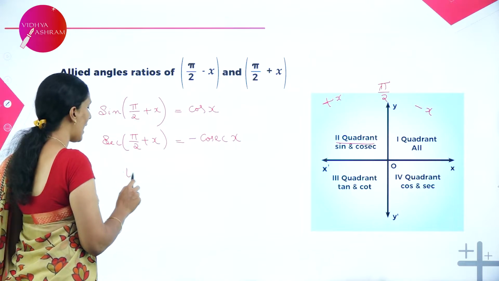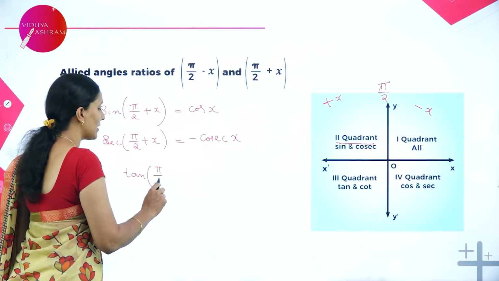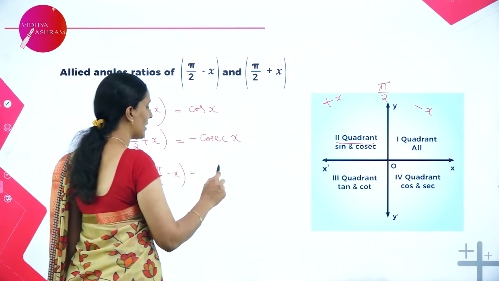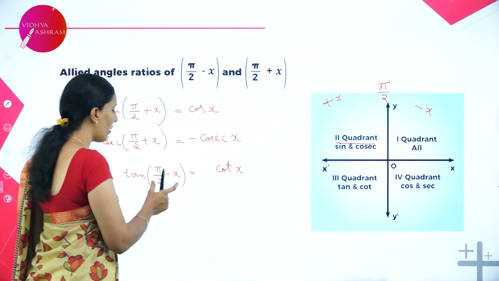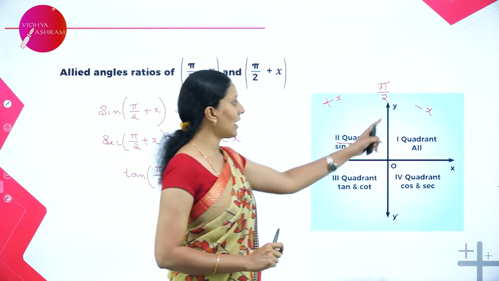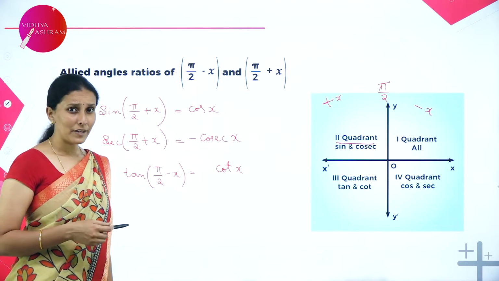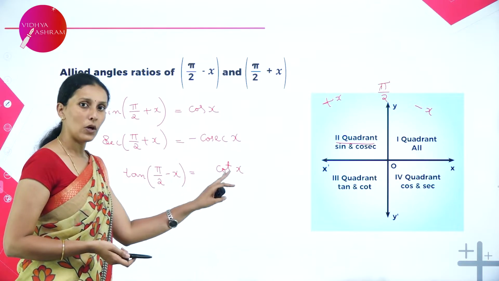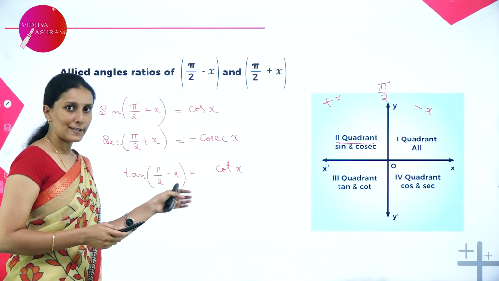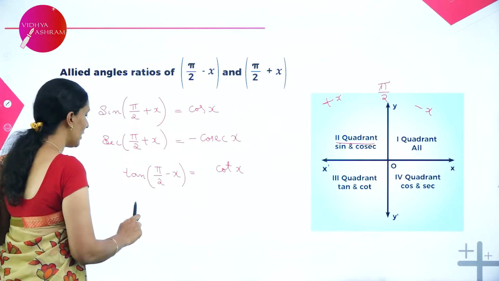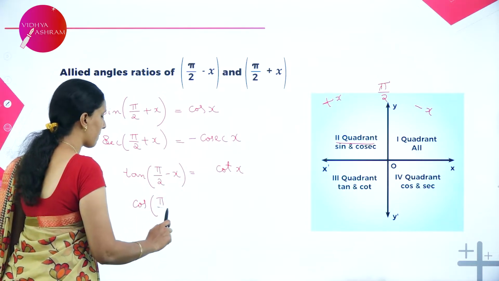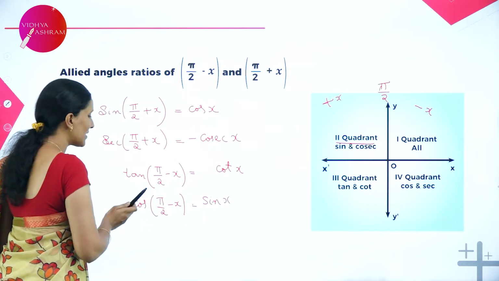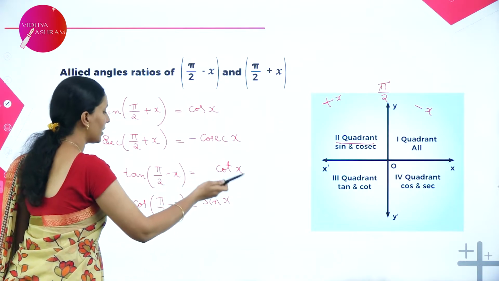Suppose I take tan of pi by 2 minus x. When I say tan of pi by 2 minus x, the co-function of tan is cot x. And what about the sign? Pi by 2 minus x lies in the first quadrant, and in the first quadrant all functions are positive. Therefore tan of pi by 2 minus x is only cot x. Cot of pi by 2 minus x can be taken as tan x. Similarly, cos of pi by 2 minus x can be written as sin x, because the co-function of cos is sin.